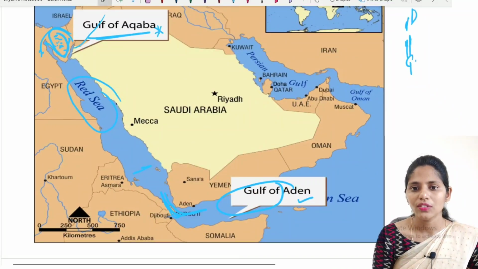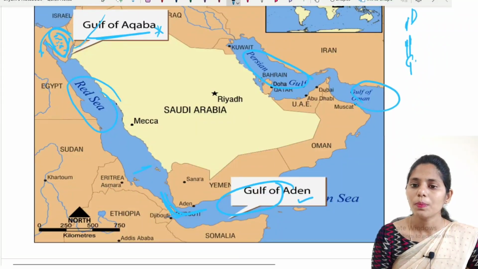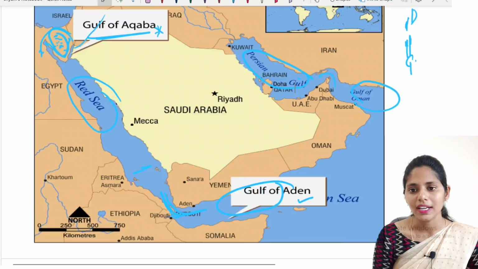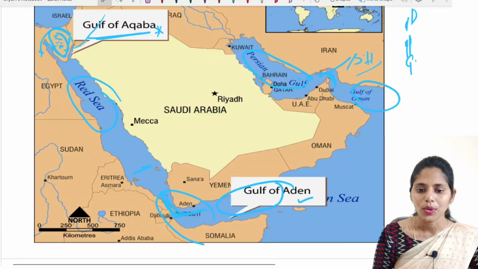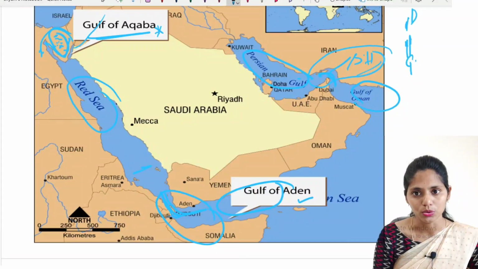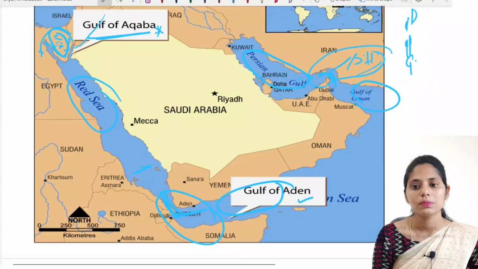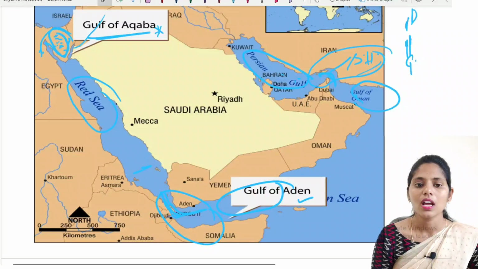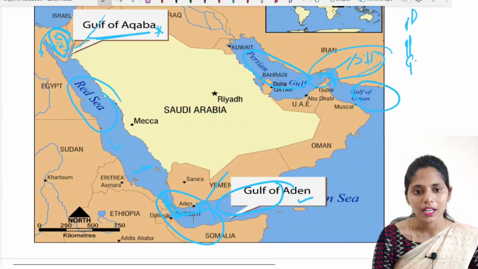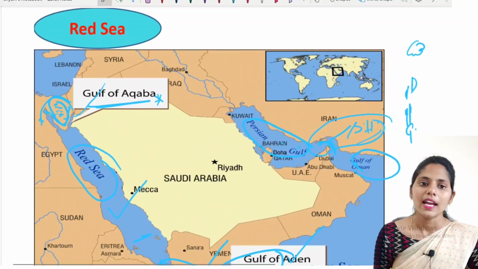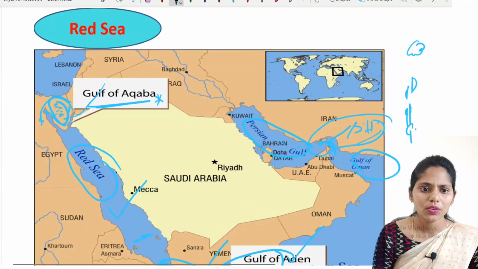And here we have the Persian Gulf, right? Here we have the Gulf of Oman. The Persian Gulf and Gulf of Oman are joined by the Strait of Hormuz. So please don't get confused here. Here we have Bab el Mandab, and here we have the Strait of Hormuz. The Strait of Hormuz connects the Persian Gulf with the Gulf of Oman, and Bab el Mandab joins the Red Sea with the Gulf of Aden.